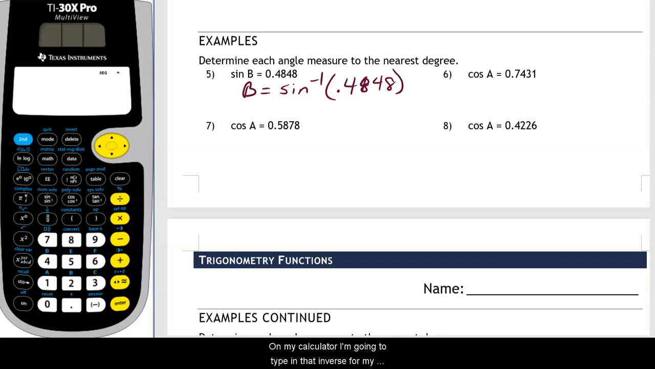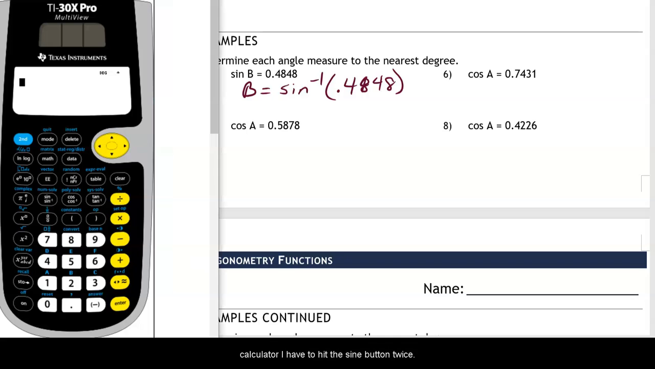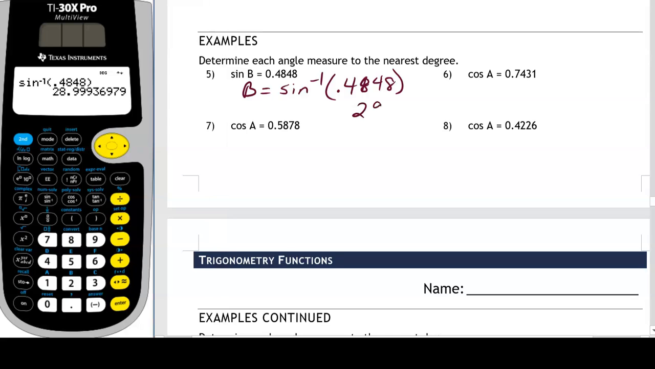On my calculator, I'm going to type in that inverse. For my calculator, I have to hit the sine button twice. Your calculator, you may have to use the second button. You'll just have to check your calculator to see. So inverse sine of 0.4848. Again, make sure you're in degree mode because we're determining the degree here. So 28.99 would round up to 29 degrees.